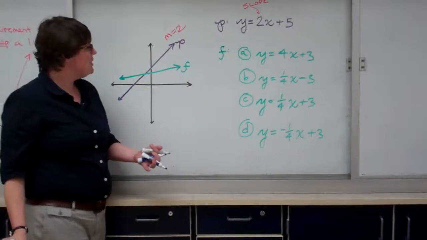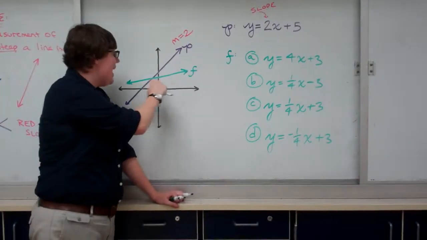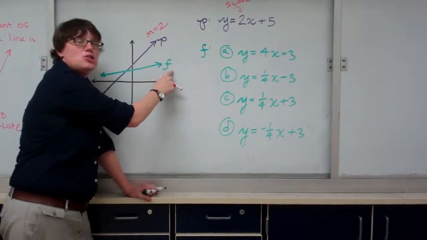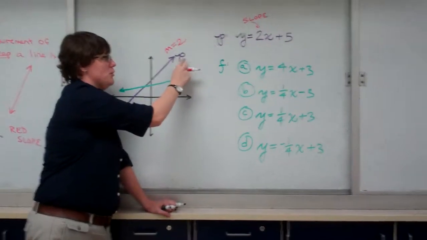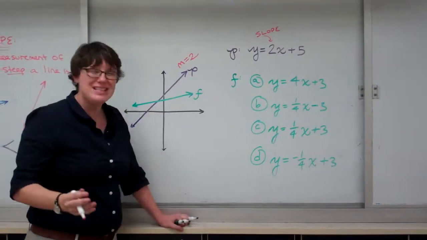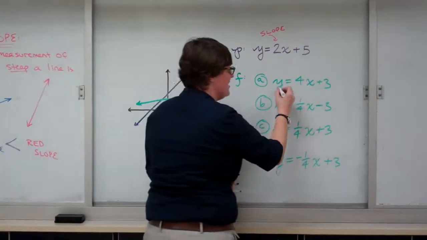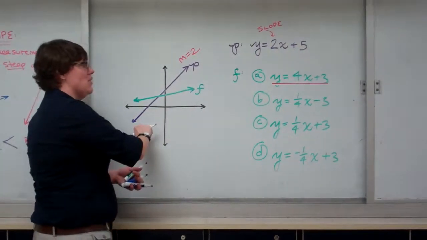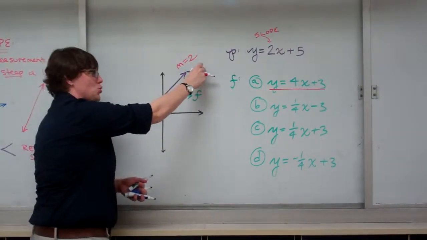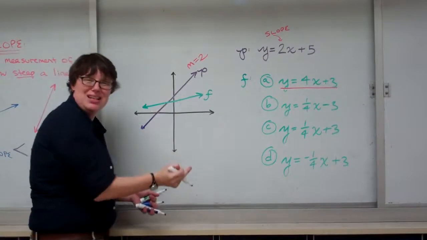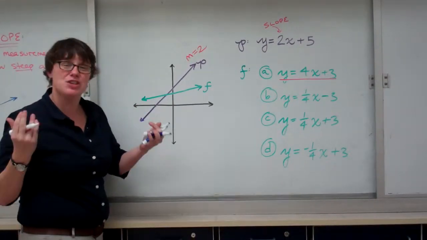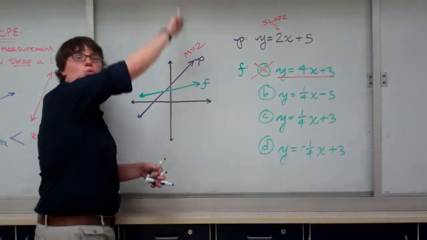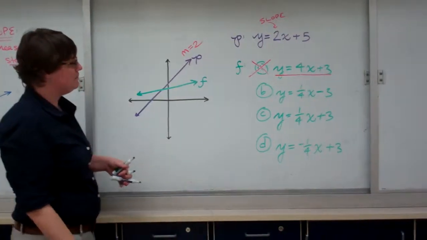Right away, we should be able to conclude that line F has a slope that is not as steep. Line F would have to have a slope that is smaller than the slope of line P. For that reason, I'm certain that line F doesn't have this equation. Think about it. Line P, which is steep, has a slope of 2. Line F, which is not as steep, would have to have a smaller slope. It can't have a slope of 4.